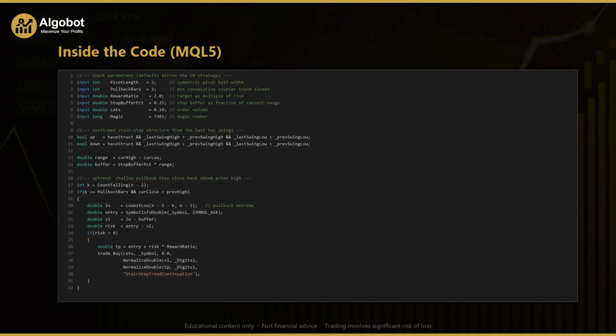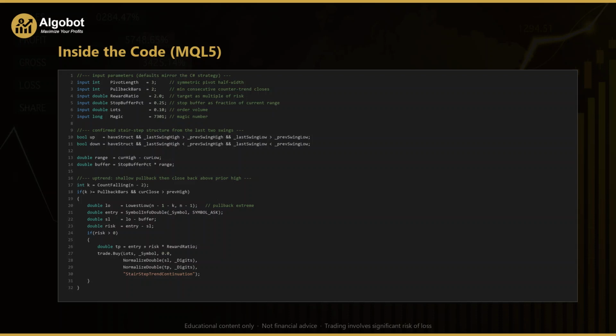Below the inputs is the heart of the signal. The 2 Boolean values, up and down, read the confirmed swing structure. The strategy is considered to be in an uptrend only when the latest swing high is above the previous swing high and the latest swing low is above the previous swing low. The range and buffer lines then size the stop cushion from the current bar.